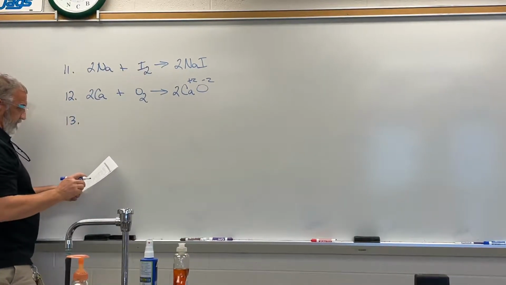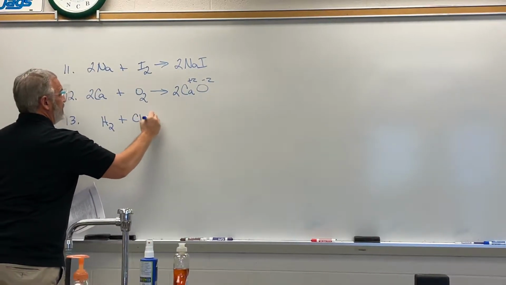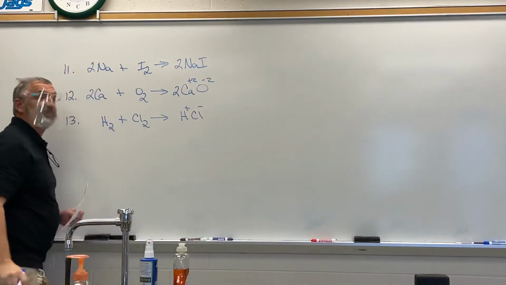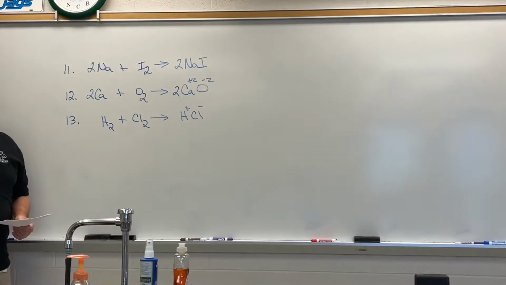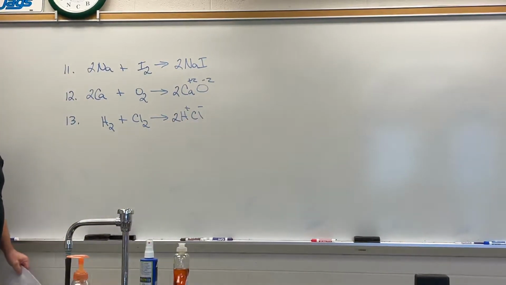13. Hydrogen plus chlorine. Hydrogen is +1, chlorine is -1, so it's just HCl. But we put a 2 out in front to balance it.